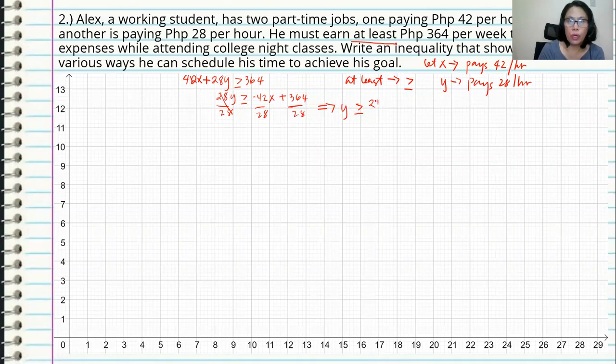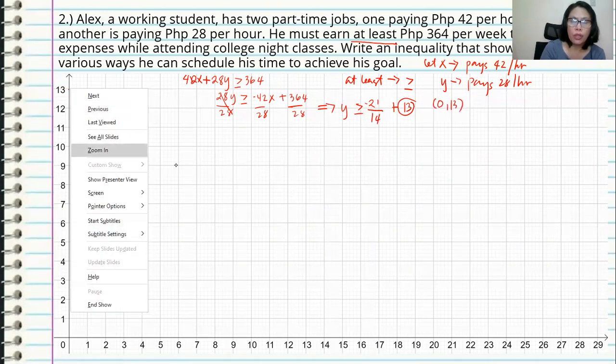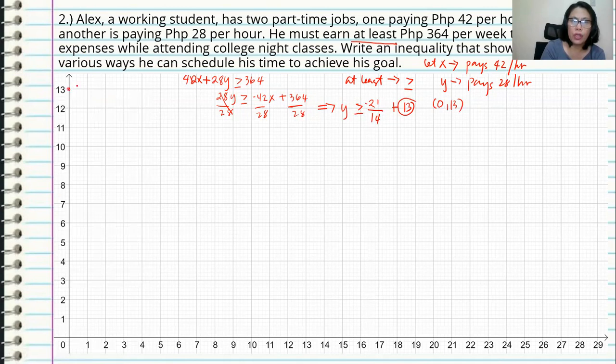So we have negative 21 over 14 plus 364 divided by 28 is 13. Now, from this simplified inequality, we know that this 13 will serve as the y-intercept. And if that's the y-intercept, then we already have one point at (0, 13). Now, to obtain the other point, we need to consider the coefficient of x, which is the slope. So m here is negative 21 over 14.